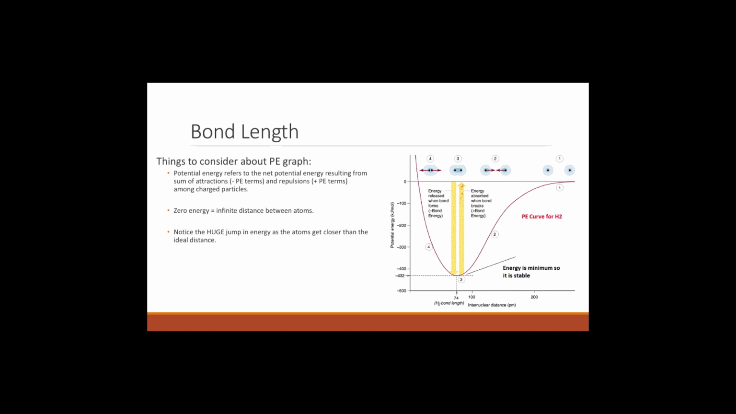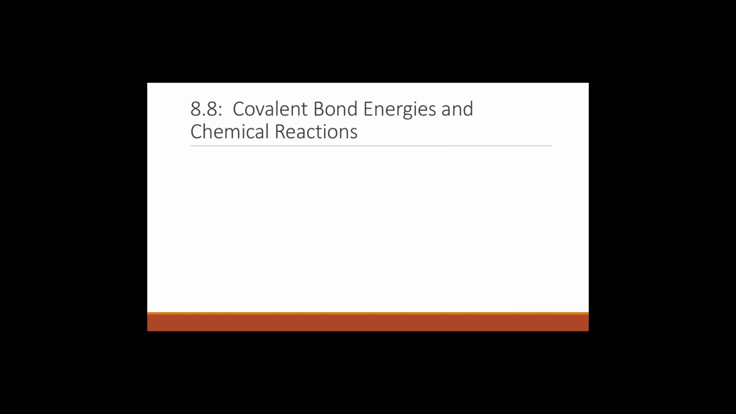Also notice the huge jump in energy as the atoms get closer than the ideal distance. Here we see a much larger repulsive force than attractive force. And again, bond length then is the distance between the atoms when the system has its lowest energy. Now let's consider covalent bond energies. Bond energy is the energy required to break a bond.